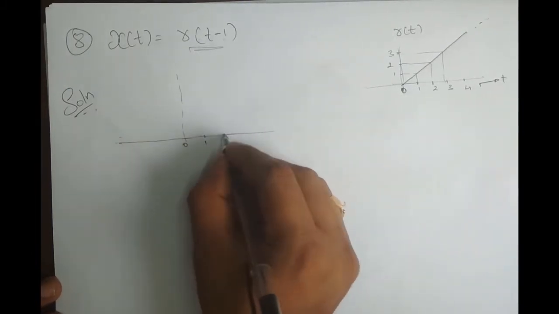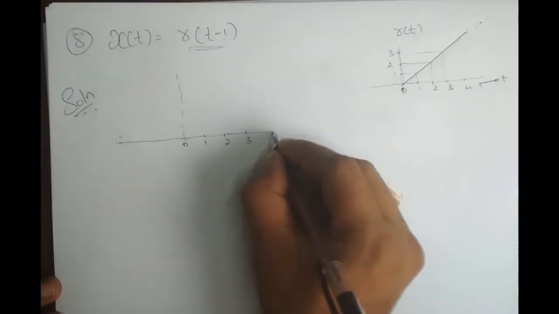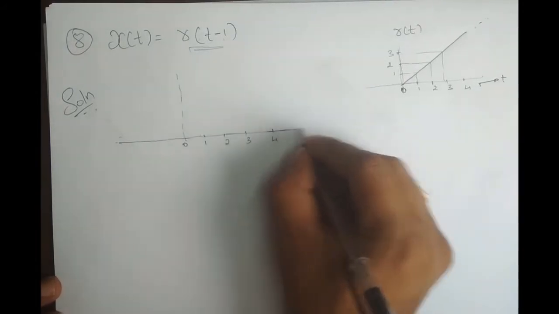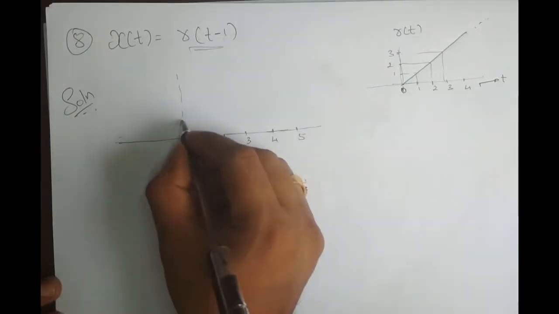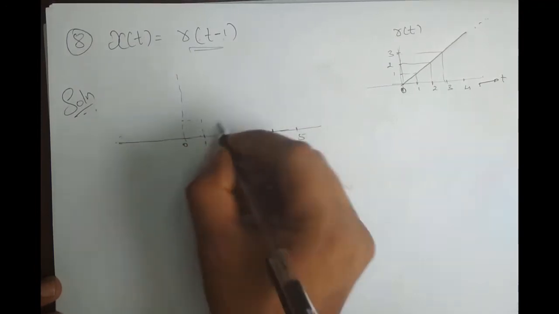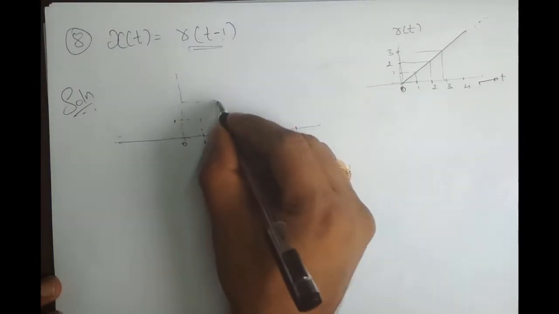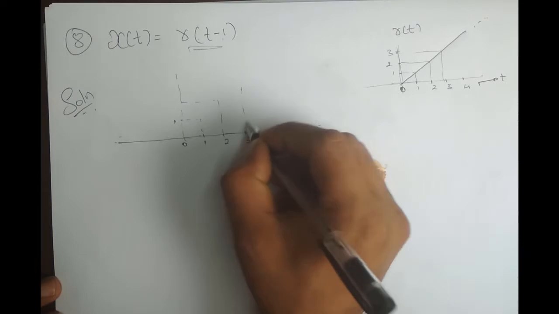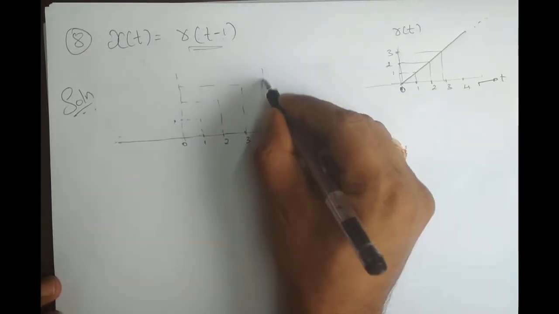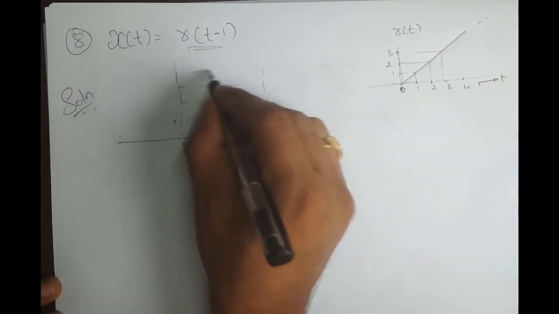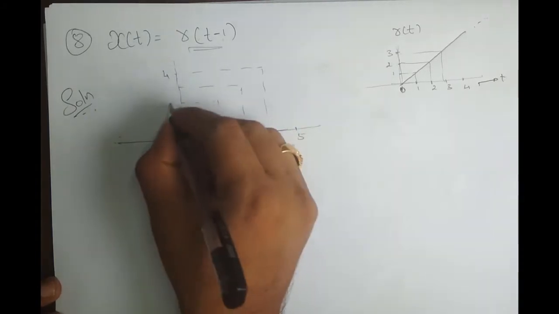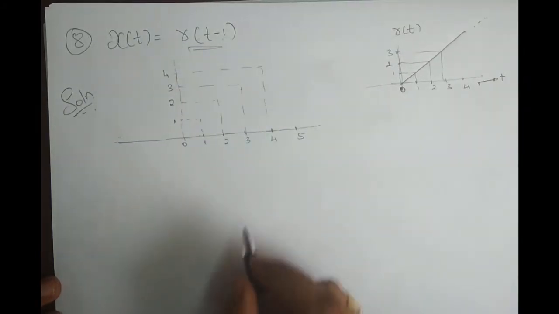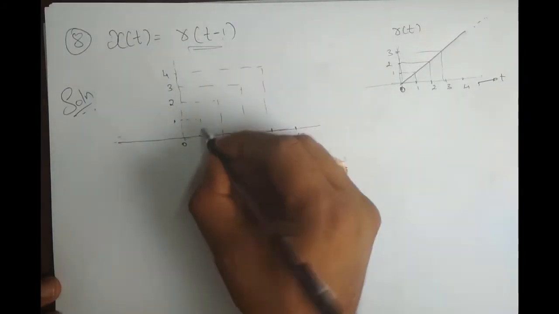0, 1, 2, 3, 4, 5. So this is 1, this is 3, this is 4. So 2, 3, 4. So it is shifted right one time.